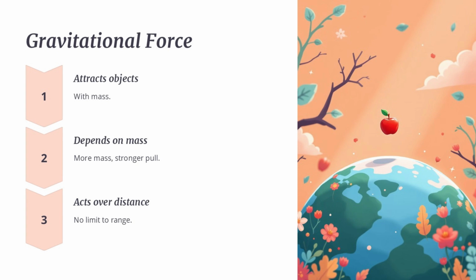Gravitational force is the fundamental force that attracts objects with mass towards each other. This force depends on the masses of the objects involved. The more mass, the stronger the gravitational pull. Importantly, gravitational force acts over any distance, with no limit to its range. Even objects very far apart exert a gravitational pull on each other. The key points to emphasize are that gravitational force attracts objects with mass, the strength depends on the masses involved, and it acts over any distance without limit.